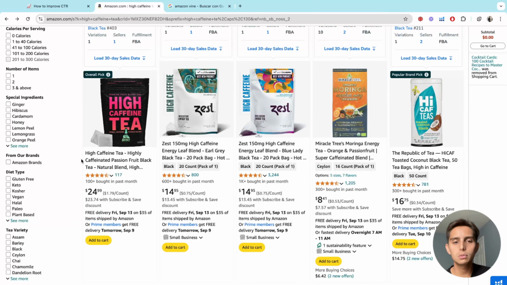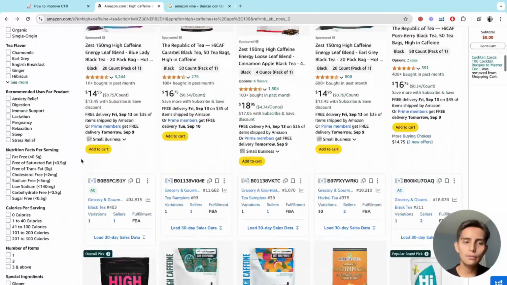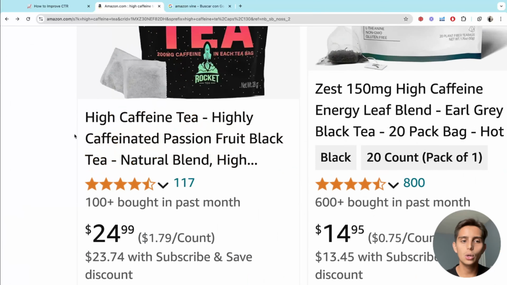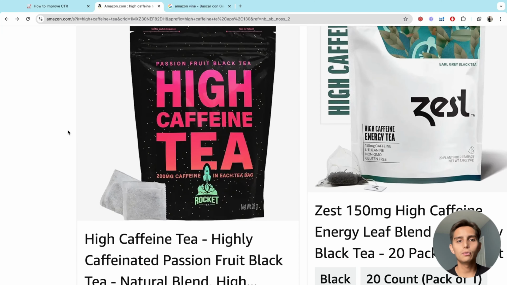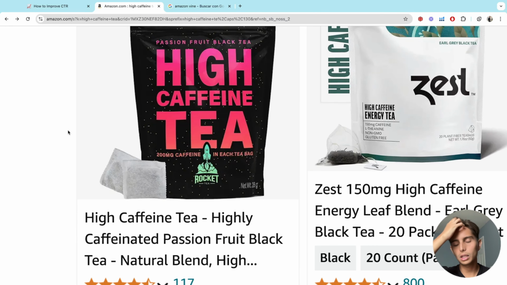This may be obvious, but if your product is a high caffeine tea, this is exactly how your listing should look, okay? High caffeine tea, that's the first keyword. That's the number one keyword that Helium 10 gave to this seller. And then highly caffeinated passion product black tea, that's what the product is about, right? So if that makes sense for that person, they're gonna click on it, okay? And it's gonna be like, oh, okay, this is something I'd be interested in.